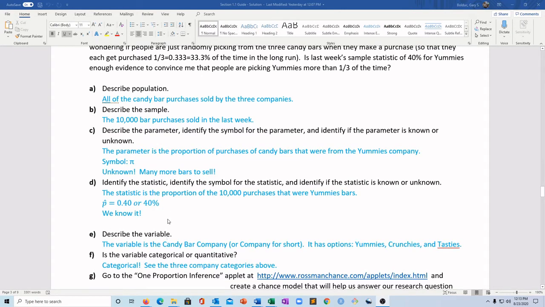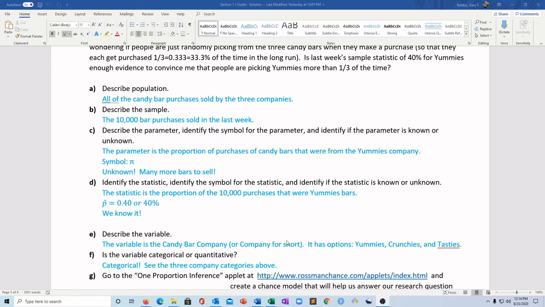What's the variable? Well, what am I looking at? I'm looking at a purchase. I'm looking at all the purchases. Each purchase, I look at it and I get info. What's the info I get from it? The information I get is the variable, or the candy bar company, or company for short in this case. It has possible options, Yummies, Crunchies, Tasties. Is this categorical or quantitative? This one's categorical. Again, look, I've got 3 boxes. Every purchase fits into the Yummies box, the Crunchies box, or the Tasties box.